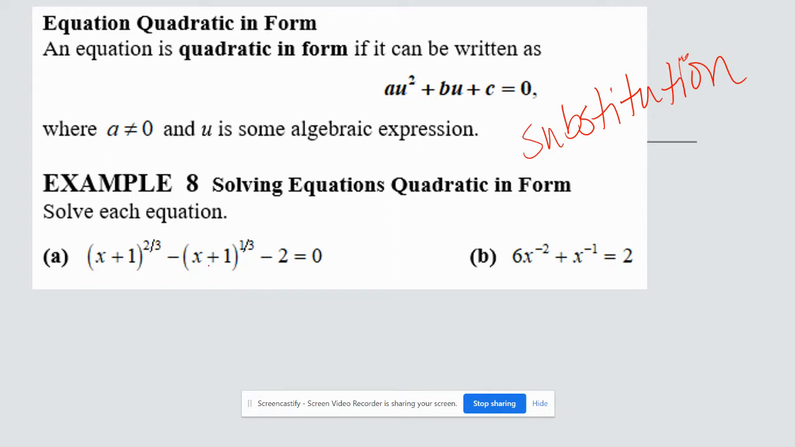Remember, you can use any letter you want except for i, because we remember now that i is the square root of -1, and we don't want to use whatever variable is given in the problem. And so if I'm looking at my B term, that's usually the value that we're going to substitute, x plus 1 to the 1/3 power. And so we can pick any letter we want. Let's pick r. Let's say that r is x plus 1 to the 1/3 power.